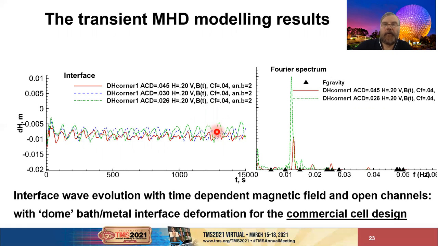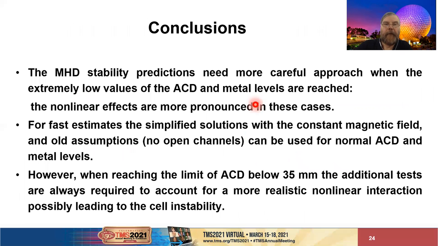So this is the result for the commercial cell at very low ACD with the usage of the new parameter P. So the conclusion is that MHD stability can now be done at very low ACD. And it is better to use the new boundary condition with open channel that gets you the dome shape. And then now we can cope with very low ACD situations. Thank you very much for your attention.